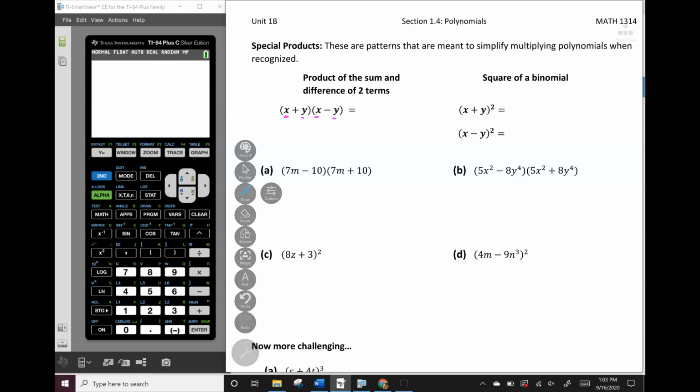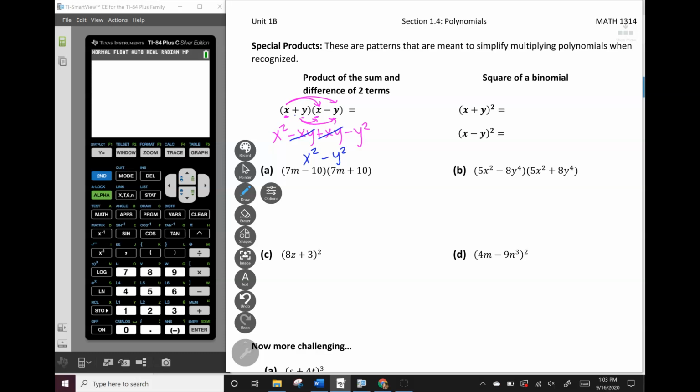So let's just FOIL this and see what it comes out to and see if we can recognize a pattern. If I multiply x times x, I get x squared minus xy plus xy minus y squared. So what's going to end up happening is every single time that you do that, these middle terms are going to cancel, leaving you with just x squared minus y squared. So that's going to happen every time.